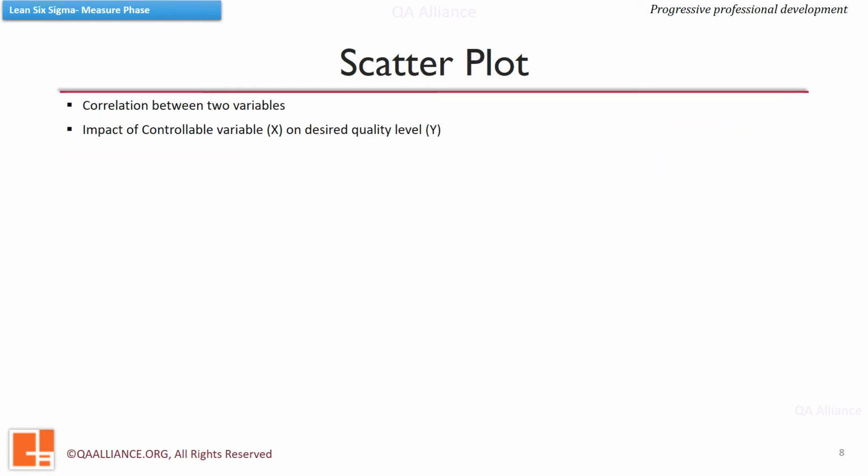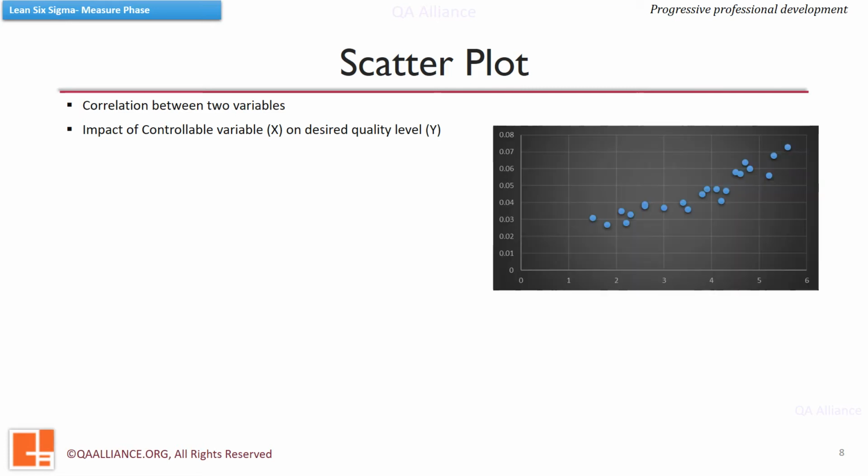When we need to establish a relationship between two variables, we should use a scatter plot. While analyzing the process, the relationship between a controllable variable and a desired quality characteristic is important. This may help in deciding how to set a controllable variable to achieve the desired level of output.